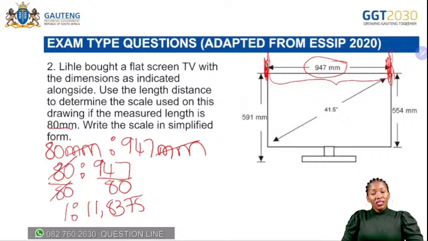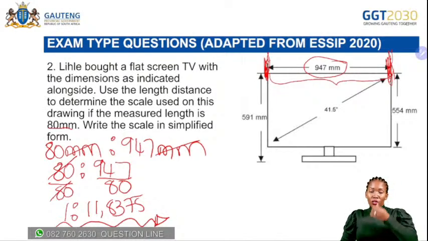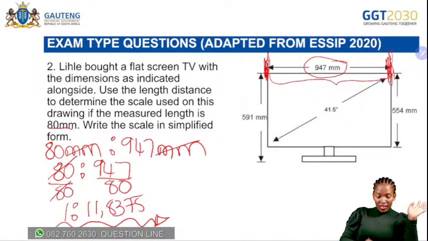11,8375. Guys, our scale is a decimal, and there is absolutely nothing wrong with that. There was no instruction that we must round off our scale. So if it's a decimal, it's fine. It is still correct. If maybe they had said round it off to your nearest whole number, then our scale would be 1:12. Done. But now because they didn't say anything, this is still okay. This is still acceptable.